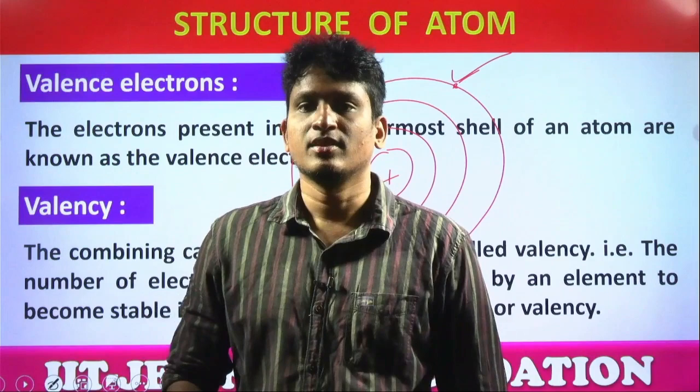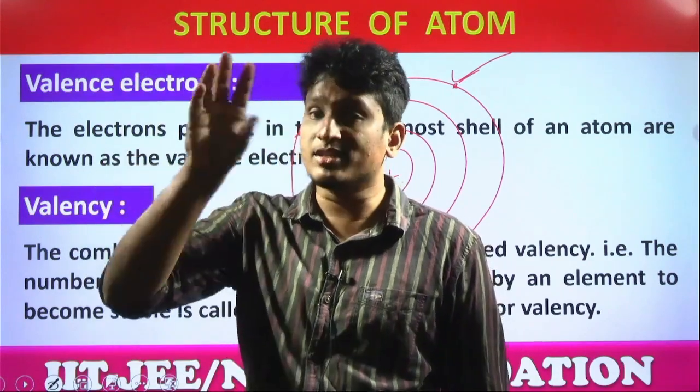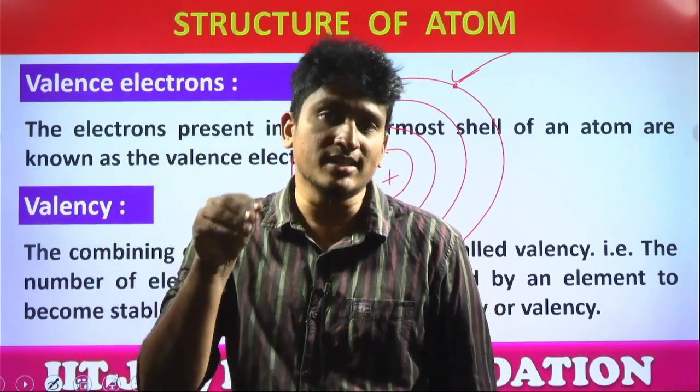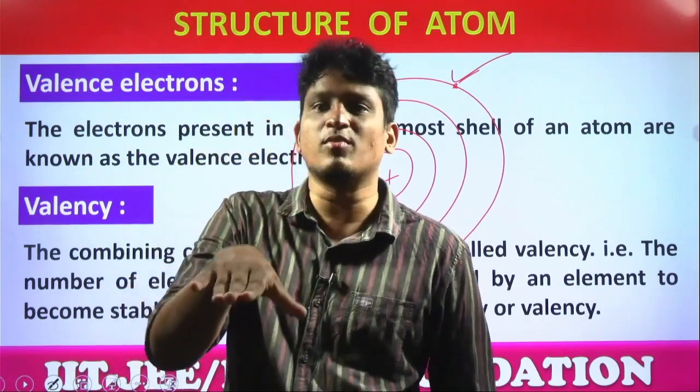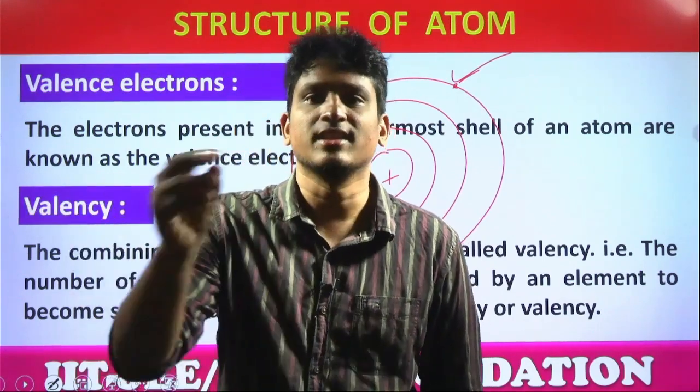That is valency. What are valence electrons? The total electrons present in the last shell are valence electrons. What is valency? The electrons which are participating in the bonding. How? By losing, by gaining, by sharing. That is valency.